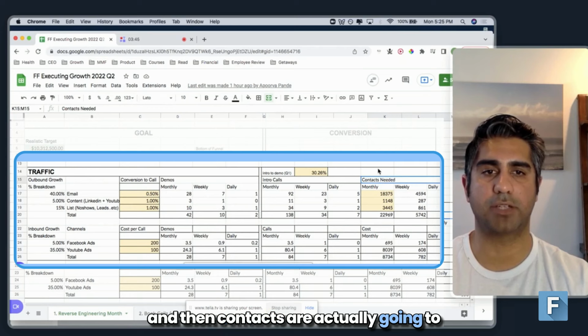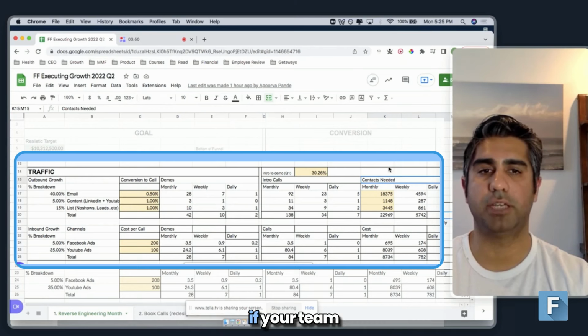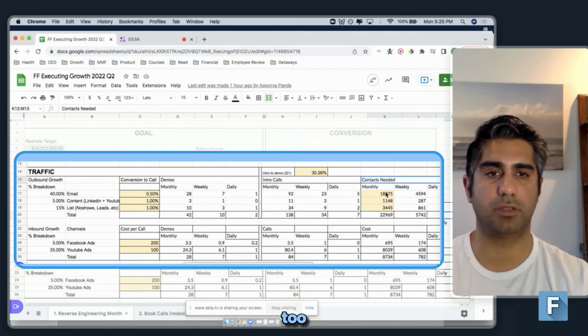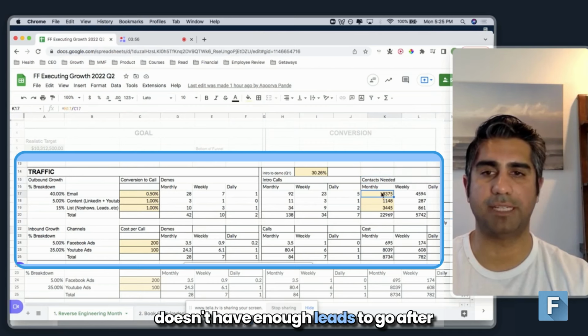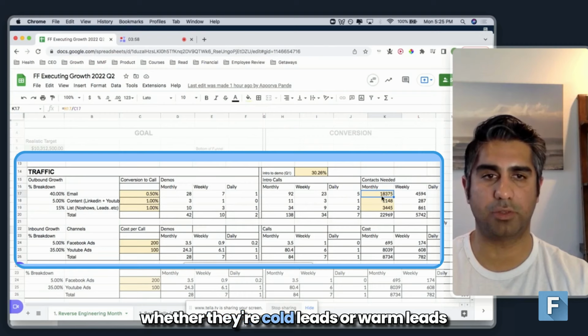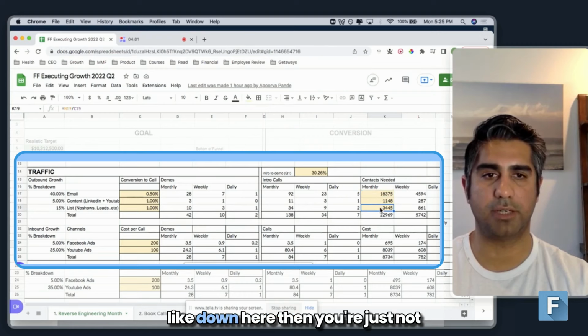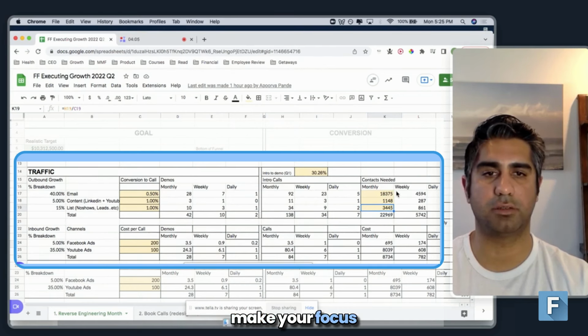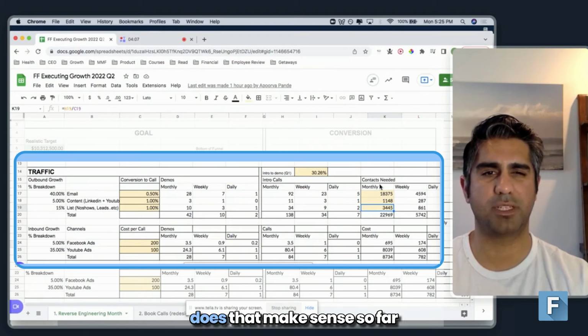And then contacts are actually going to be your main unit that you can measure. If your team, and I'm assuming you guys have teams, if you're doing this yourself, that works too, doesn't have enough leads to go after, whether they're cold leads or warm leads, like down here, then you're just not going to hit your goal. And so you need to make your focus over here. Does that make sense so far?